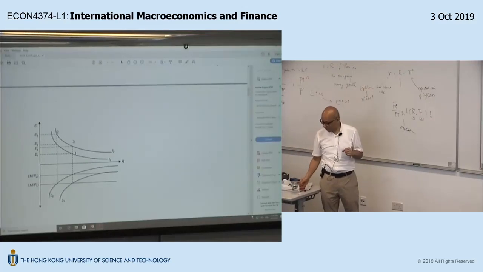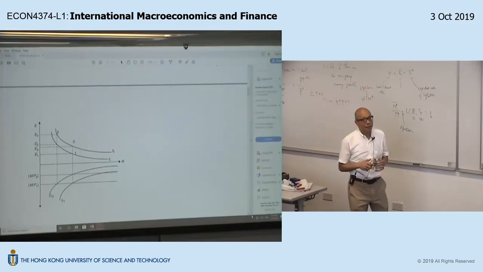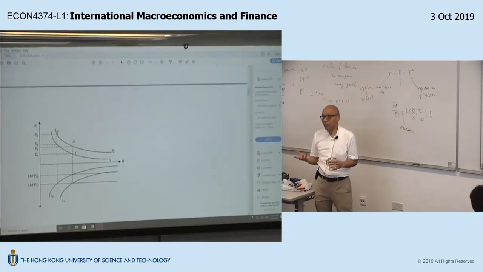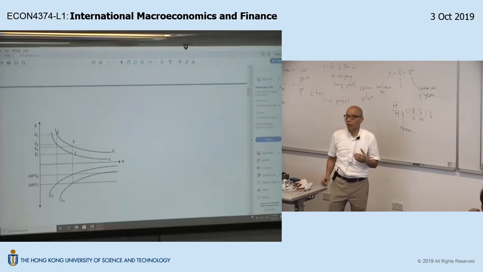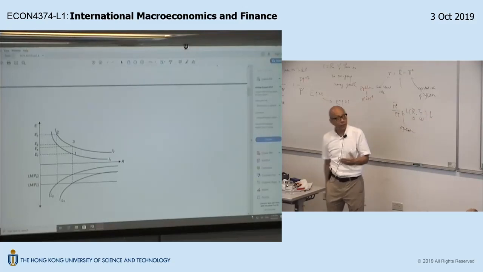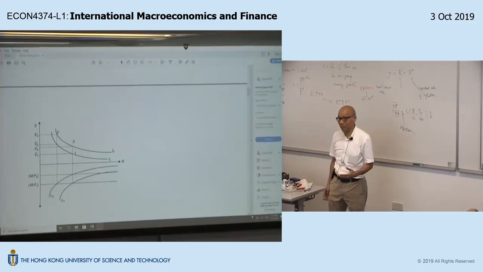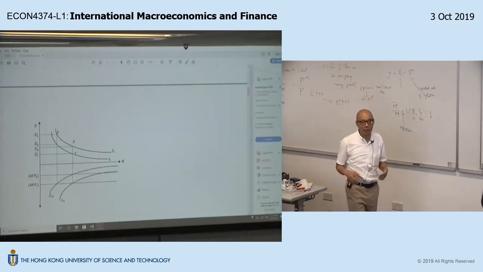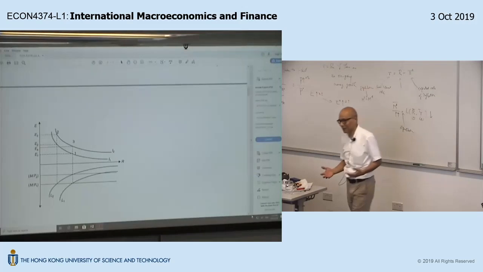Now let me ask you a question. Why would there be, can you tell me some example or some justification why in the real world there can be a permanent reduction in the money demand function? Can you give me some explanation why in the economy that can happen?